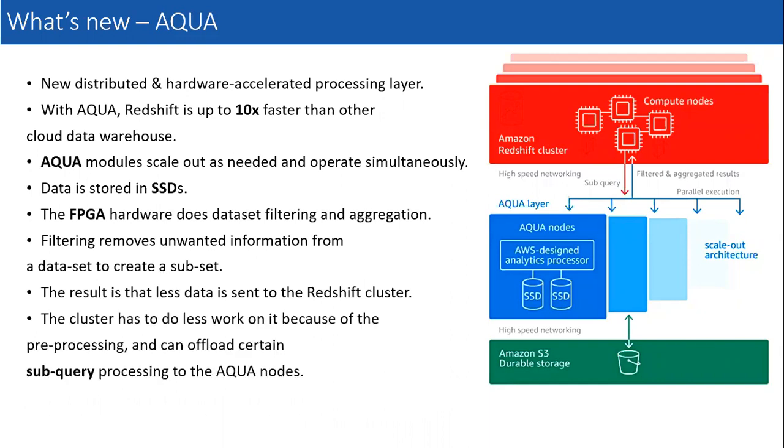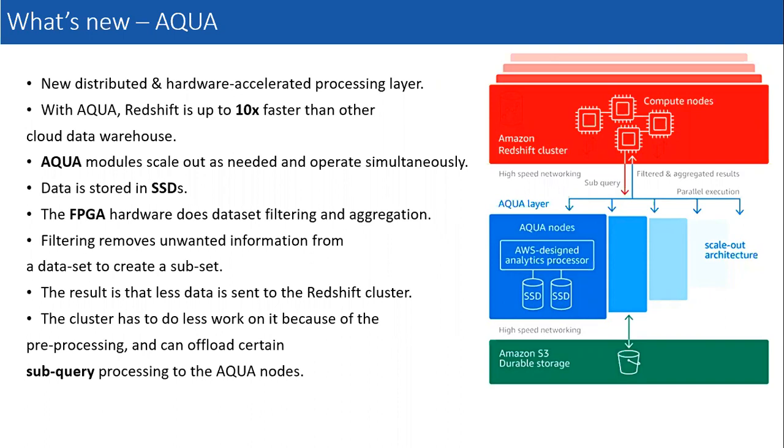Okay. So there is something called Aqua, the automatic query accelerator. This is a hardware cache layer made of FPGA, and it makes use of AWS Nitro engines. Basically, it stores all the data in SSD.